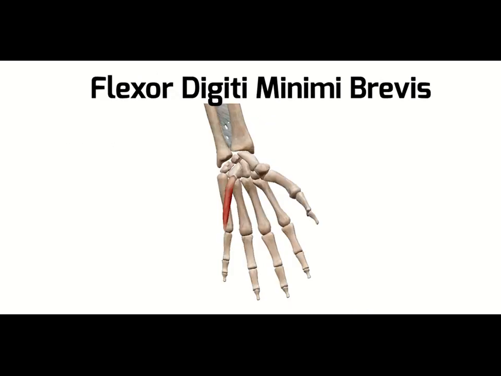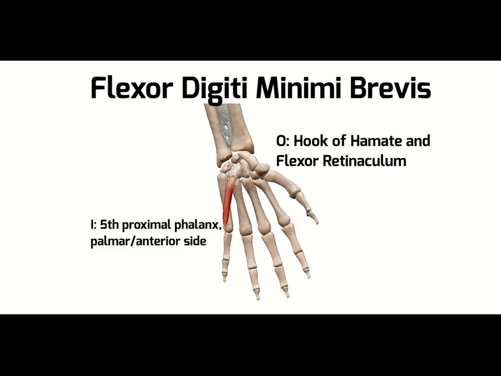The Flexor Digiti minimi brevis originates from the hook of the hamate and the flexor retinaculum. It inserts onto the proximal phalanx of the 5th finger on the palmar side. It's innervated by the ulnar nerve and helps with flexion and opposition of the 5th finger.